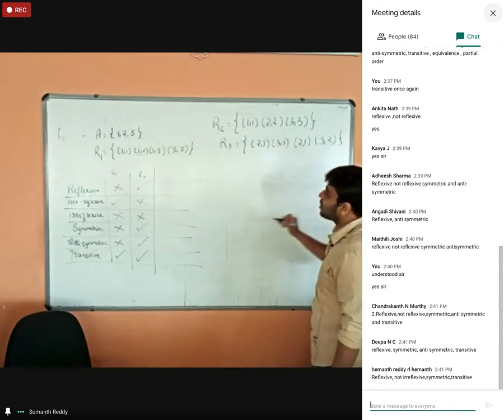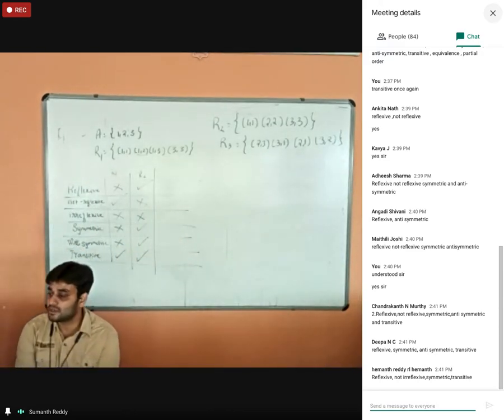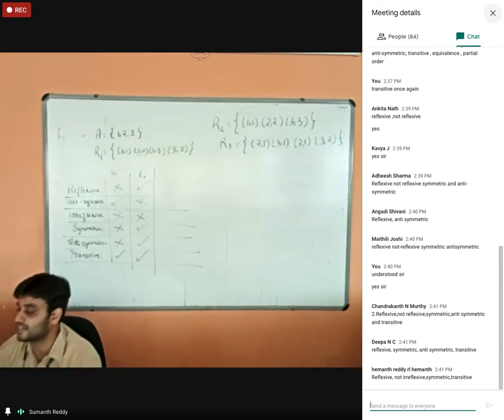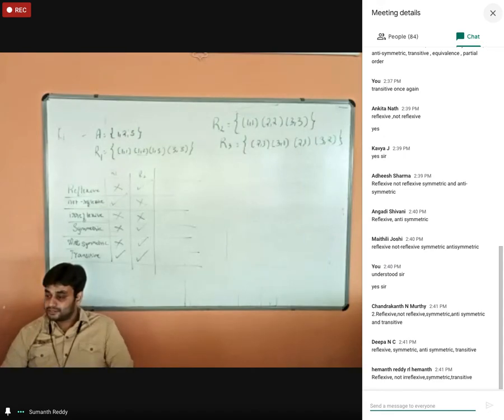Okay. So now answer this. I have given one more example, the relation R3. Please analyze the question and tell me what is the nature of the relation R3. So which are all the properties it will satisfy. So please answer it.